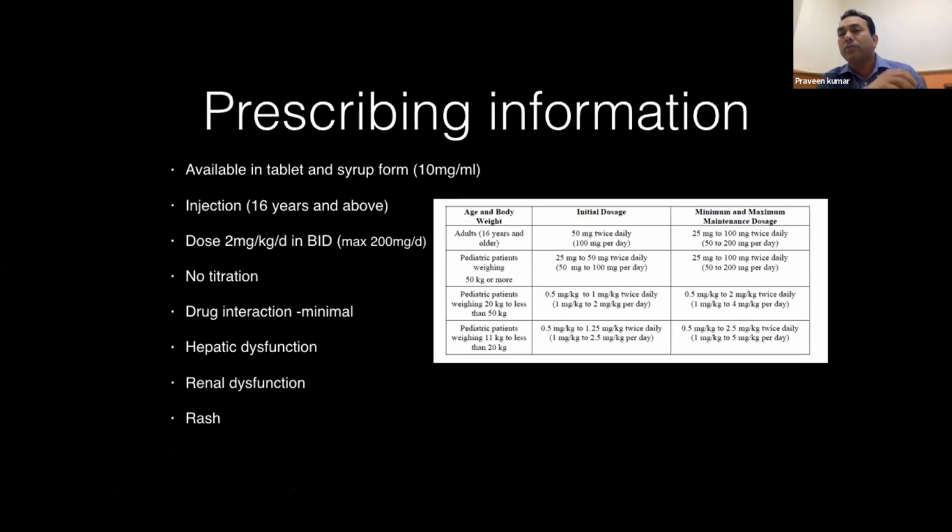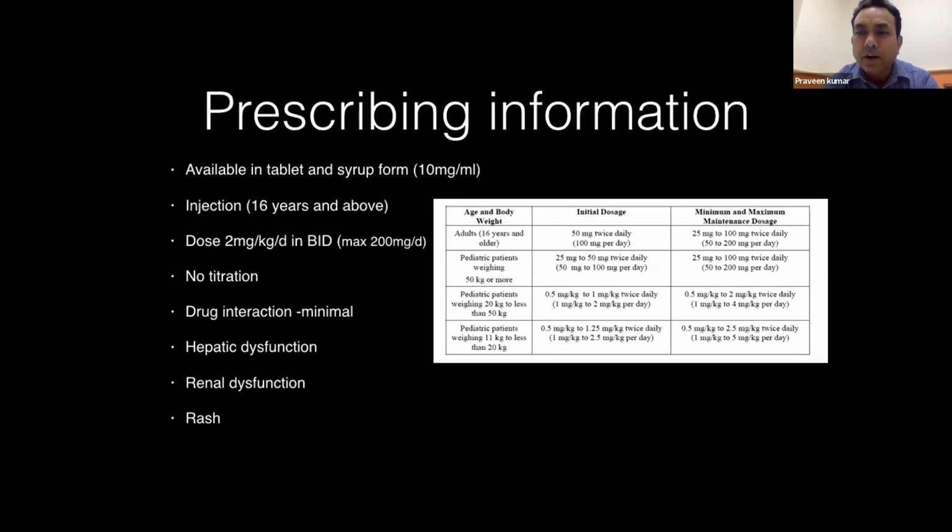So what is the prescribing information of brivaracetam? This is available in oral form, both tablet and syrup form. The dose is 2 milligram per kg per day. The max dose is 200 milligram twice daily. We don't require titration, but normally we start in lower doses. We start with around 0.5 to 1 milligram per kg per day, and gradually build up to 2 milligram per kg per day.